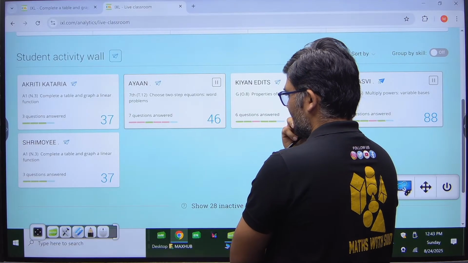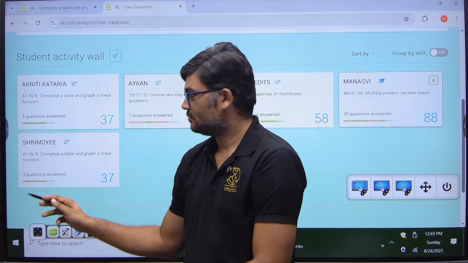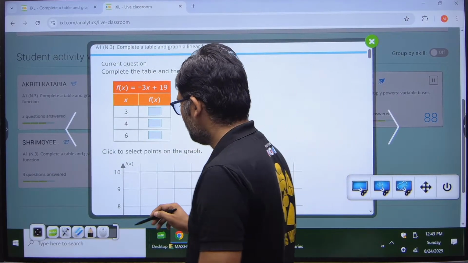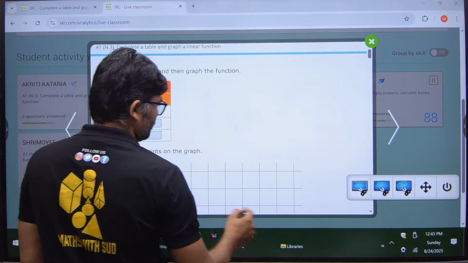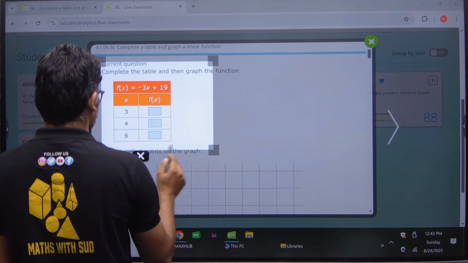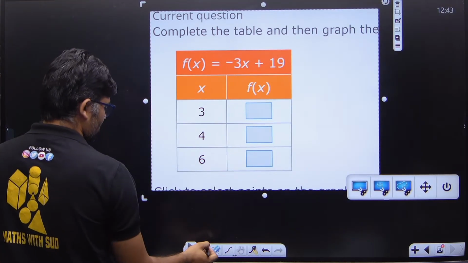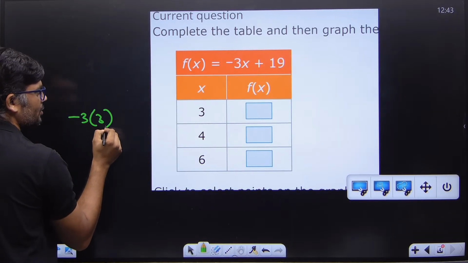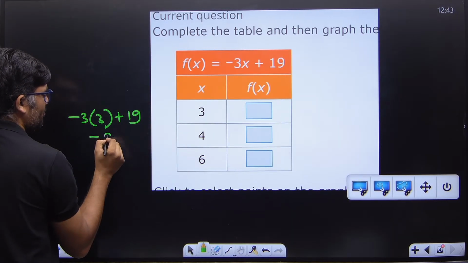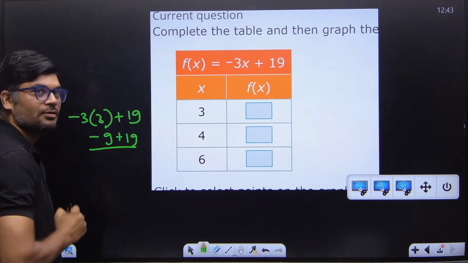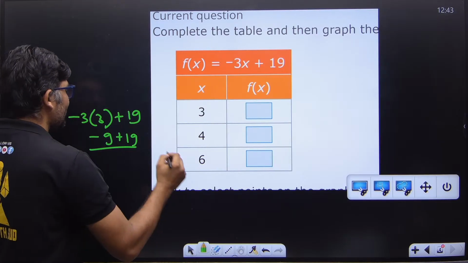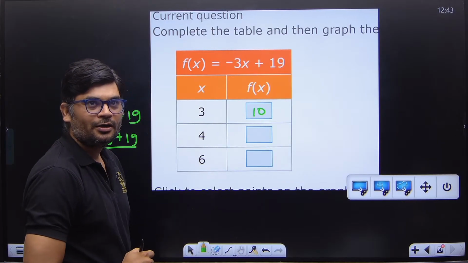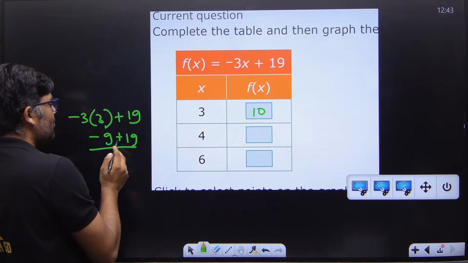What if the C value is plus 19 and the graph is only up to 10? How do I plot that? Okay, first of all, let us do this question. If I put x is equal to 3, this will become minus 3 into 3 plus 19. So it will be minus 9 plus 19. And minus 9 plus 19 is how much? It is 10.